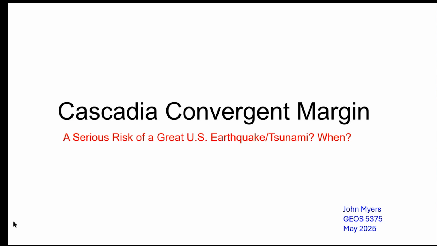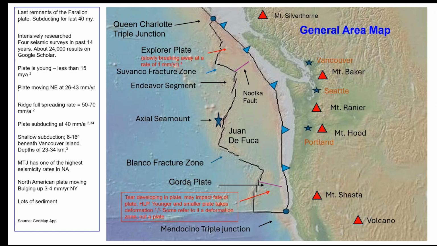When, hopefully not in my lifetime, but young kids may get to see it. So here's the plate. It's outlined in black there. It's a small oceanic plate, about 250,000 square kilometers, about 1/400th of the size of the Pacific plate to the west, and about 1/300th the size of the North American plate to the east.